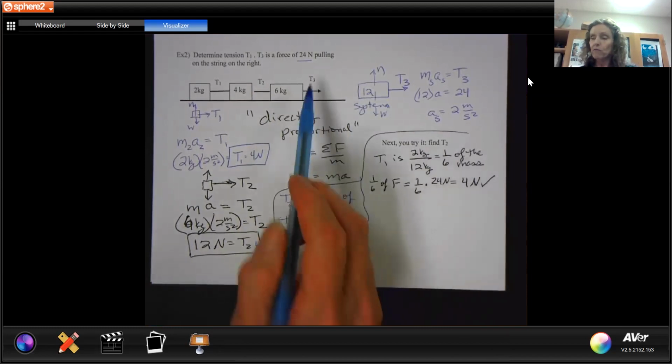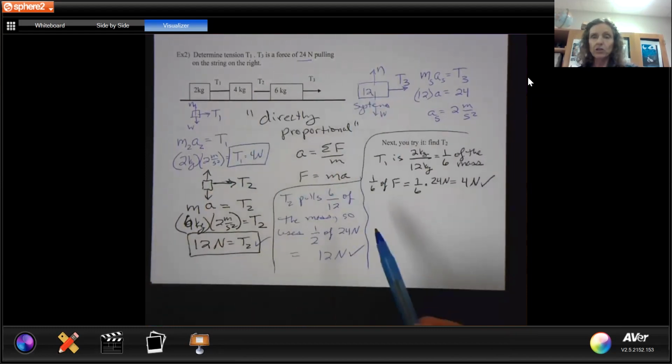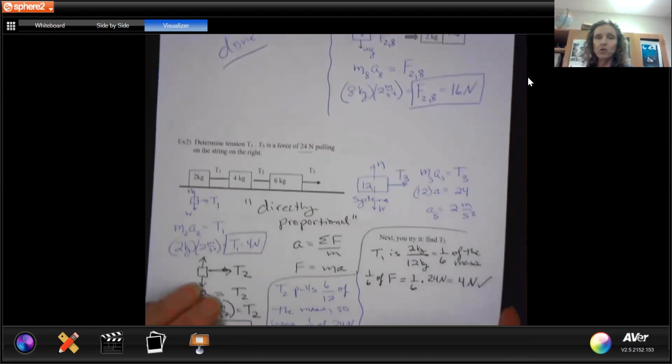And of course the 24 newton force is pulling all of them. And that's how we got our acceleration of 2. So there's a lot to be seen when you work with systems. So I hope you try that and practice it.